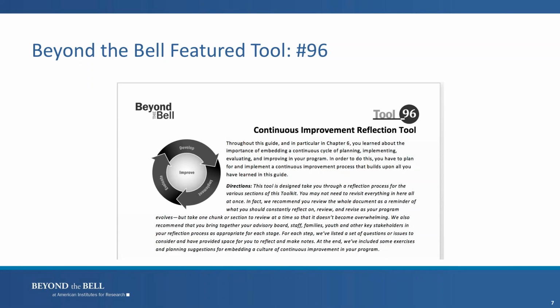Following this webinar, as Jamie has already shared, you will have access to Beyond the Bell tool number 96. This tool is designed to help you reflect on all of the program areas that I've just described, and the tool provides questions and issues for your consideration as you develop and sustain a cycle of continuous improvement for your program.